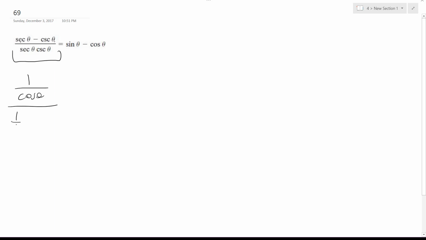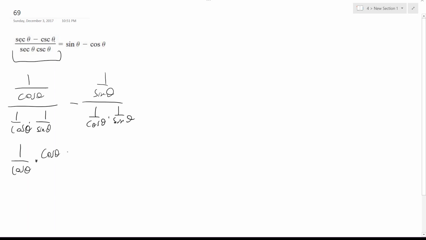So this is over 1 over cosine times 1 over sine theta, and then minus 1 over sine theta over 1 over cosine theta. This will make sense once I get going. So what I get over here is 1 over cosine theta, and this reciprocates, so I get cosine theta over sine theta, and then minus cosine theta sine theta over sine theta.